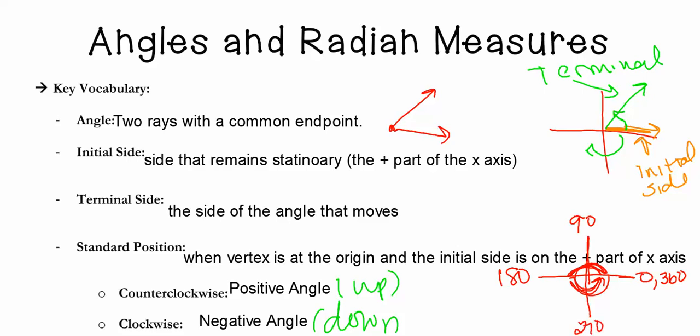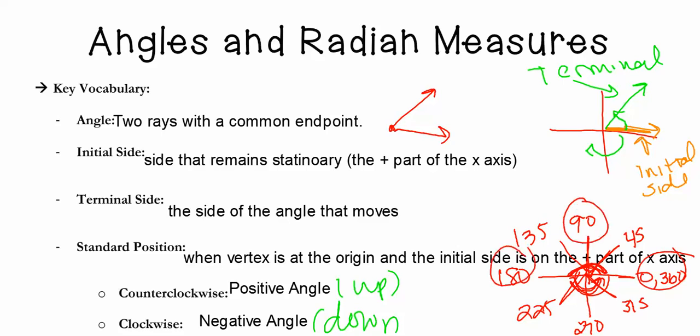So now, if I go halfway between 0 and 90, that's 45. Halfway between 90 and 180, that is 135. Halfway between 180 and 270 is 225. And halfway between 270 and 360 is 315. So that's just numbers you can memorize. If you want me to be honest, you definitely want to memorize the four axes right there.